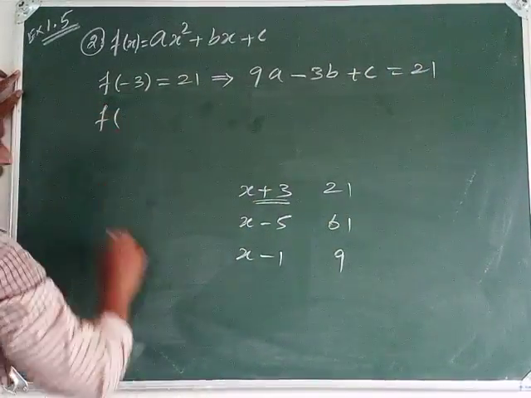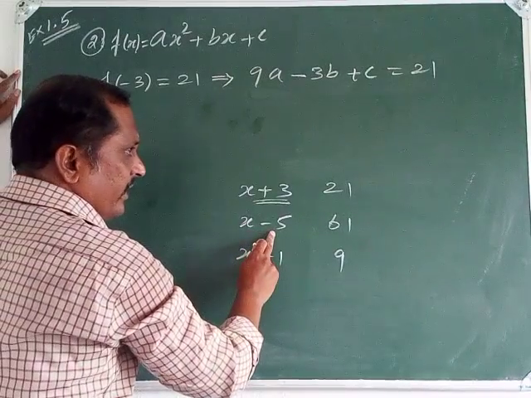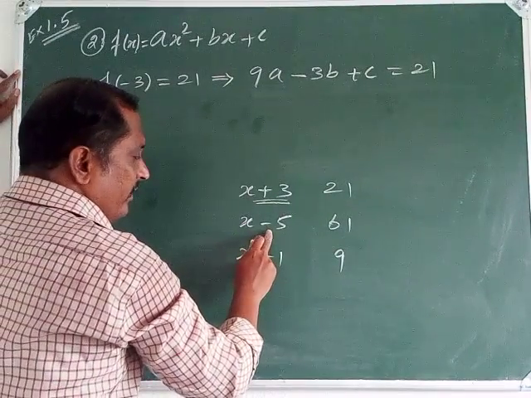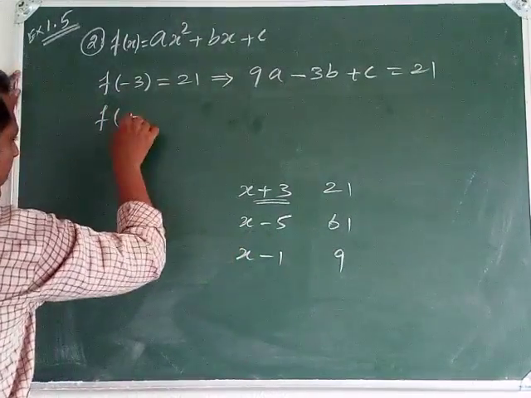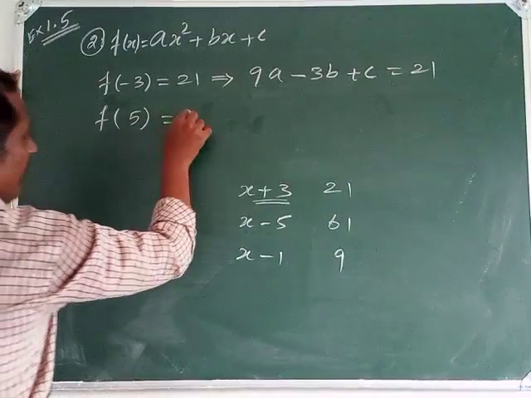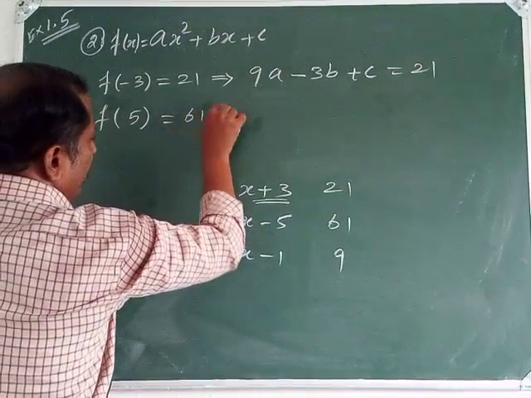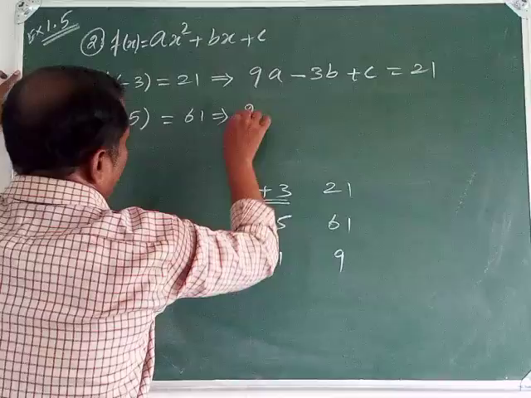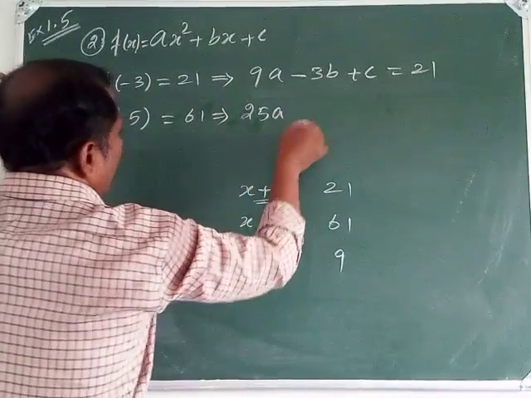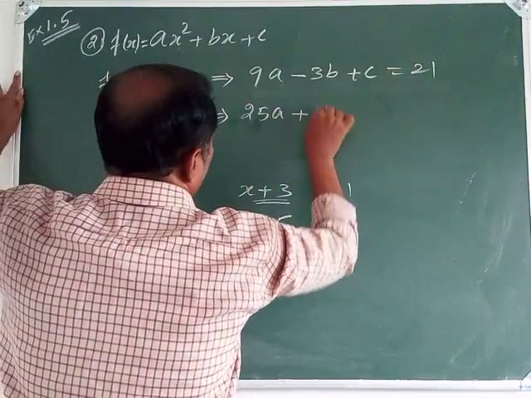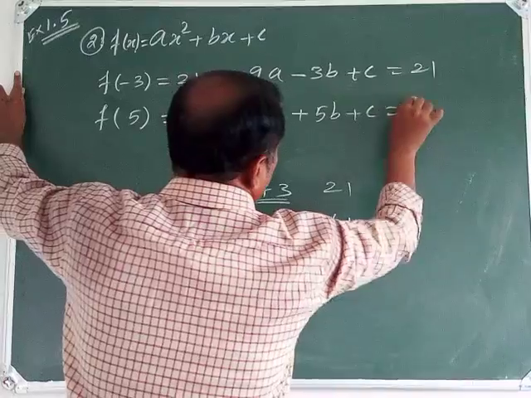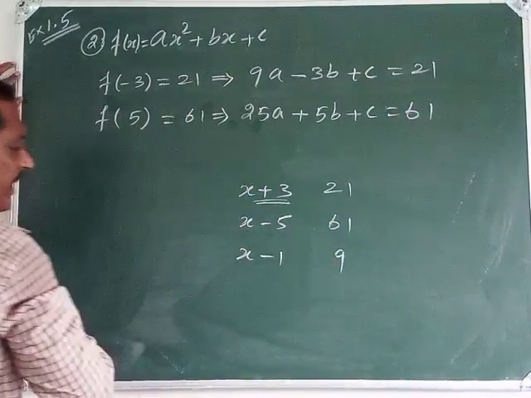And the next, x minus 5 is a divisor, now x is equal to 5. So f of 5 is equal to 61. This implies 5 squared is 25, so 25a plus 5b plus c is equal to 61. This is the second equation.